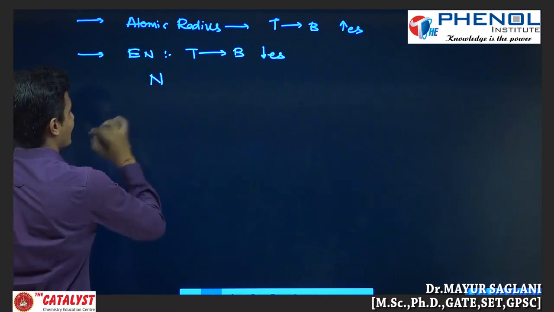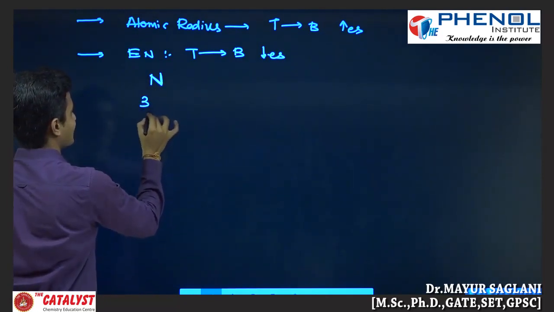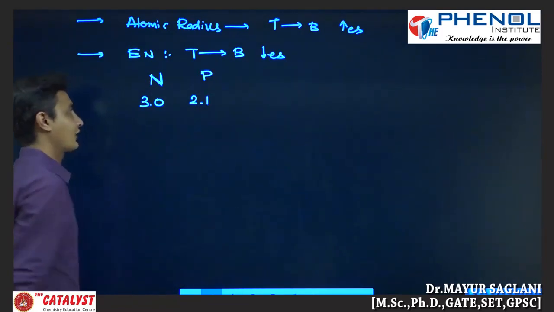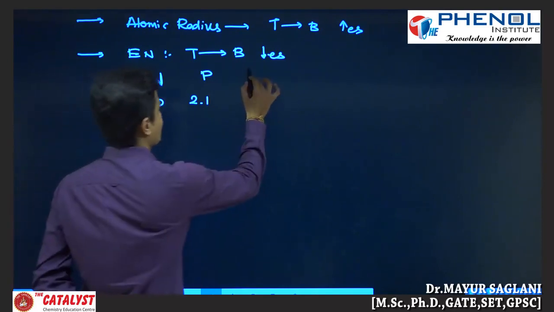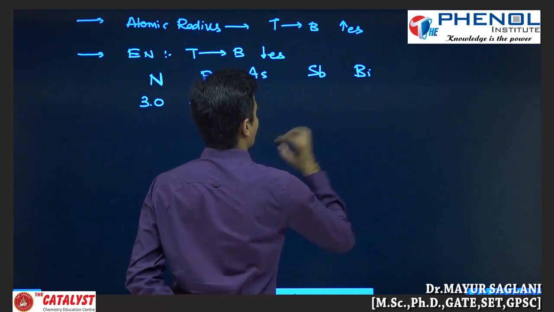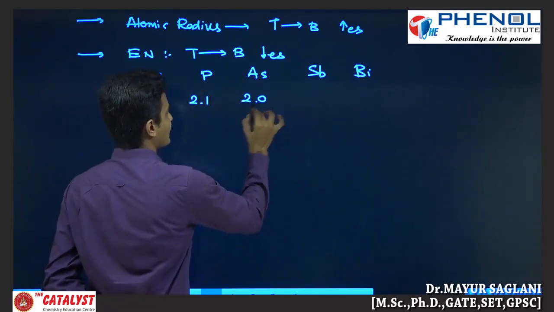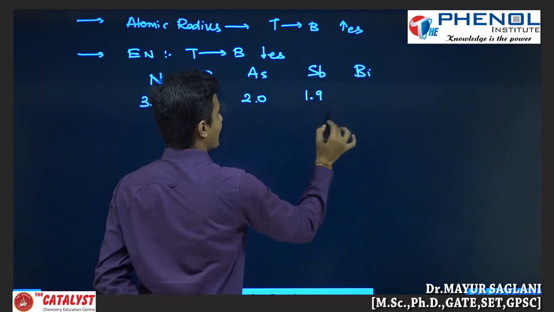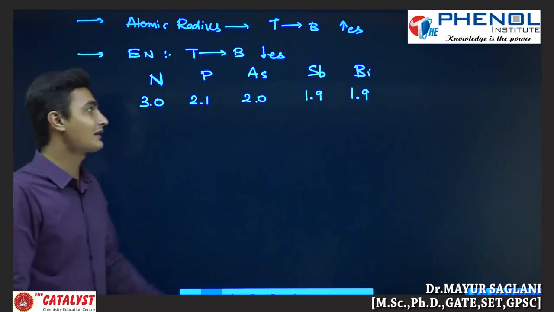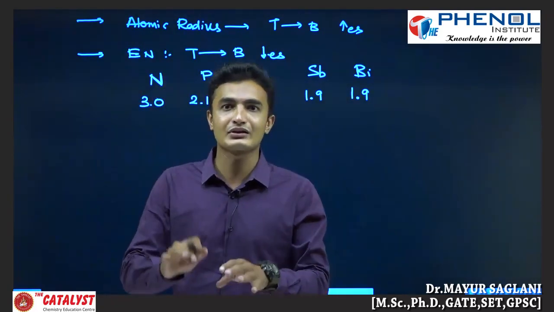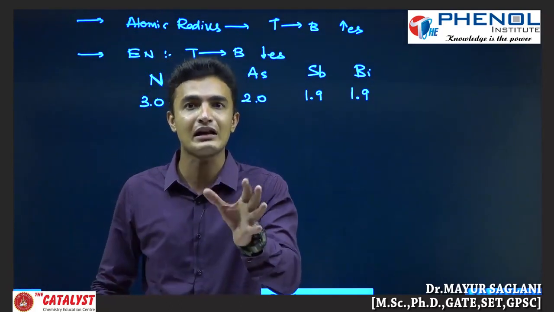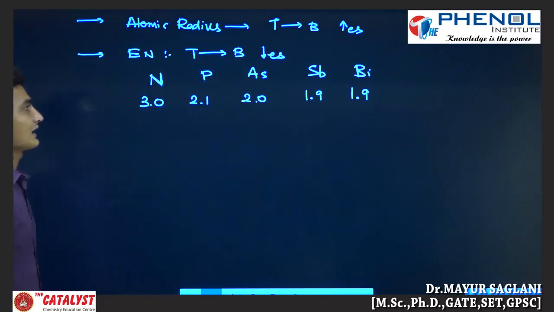For example, for nitrogen, the value of electronegativity is 3.0. Likewise, for phosphorus, the electronegativity value is 2.1. Likewise arsenic, antimony, and bismuth. The value for arsenic is 2.0, for antimony is 1.9, and even for bismuth is 1.9. And we know why they are similar, because the overall attraction of the nucleus for the electrons of bismuth and antimony is the same, and that's why the electronegativities are the same.